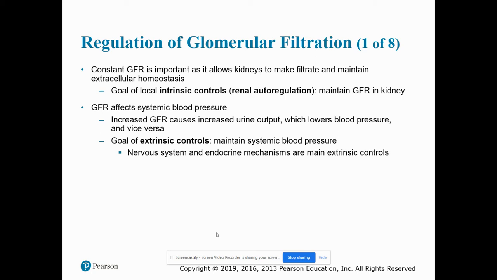The more we're keeping in, the more likely we are to actually raise the blood pressure. So increased GFR causes an increase in urine output, which lowers blood pressure, and vice versa, which is what I just said. The goals of extrinsic controls are going to be to maintain systemic blood pressure. Nervous system and endocrine mechanisms are the main extrinsic controls.